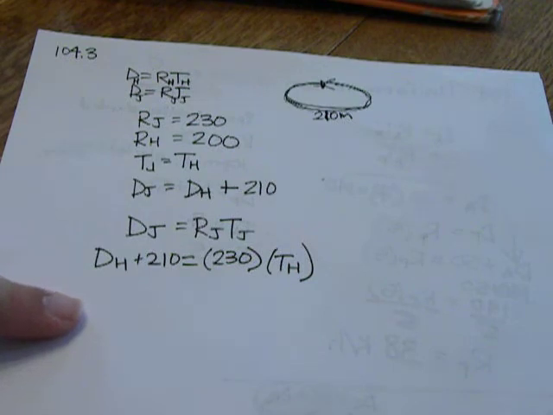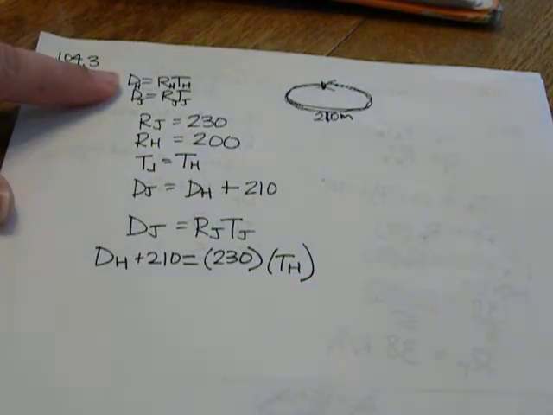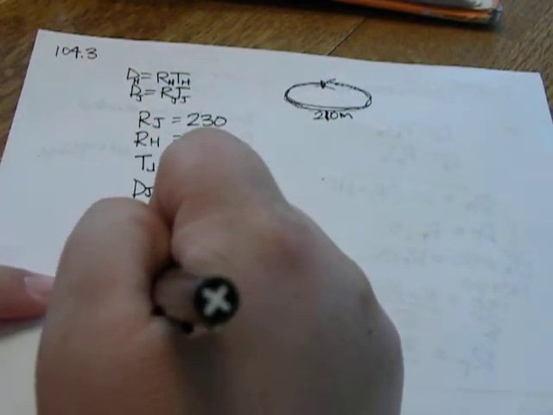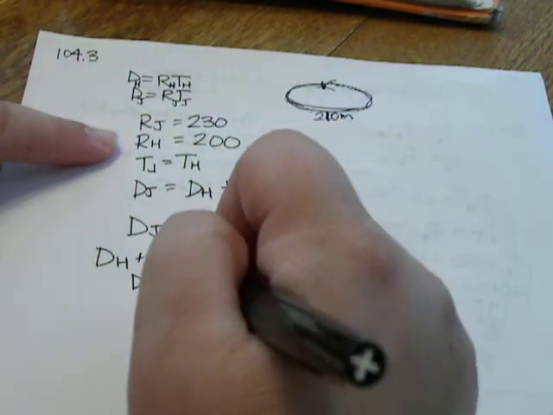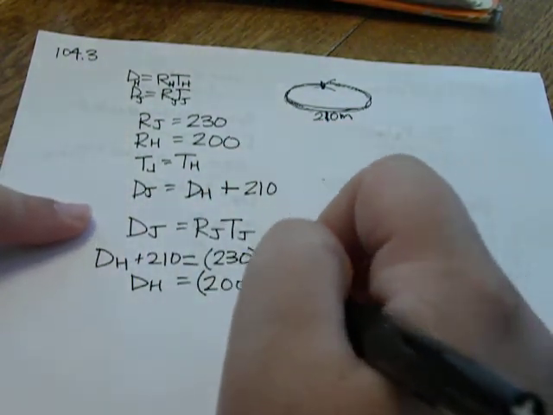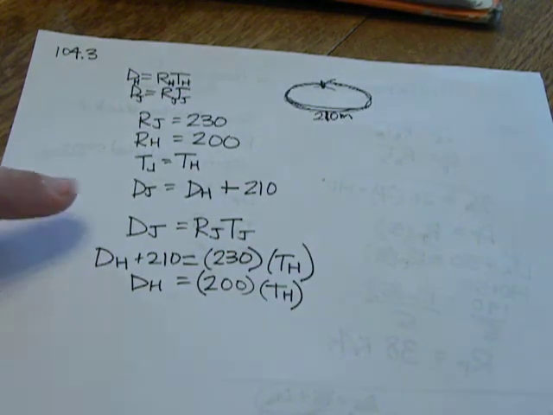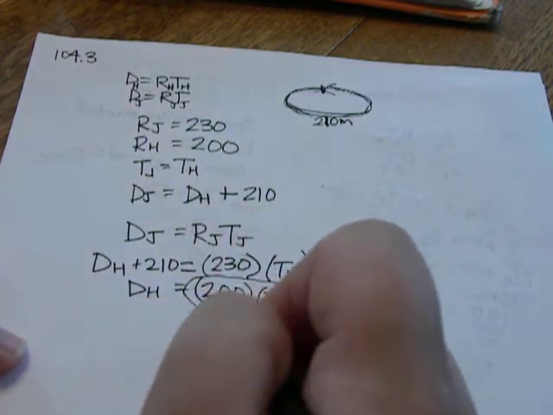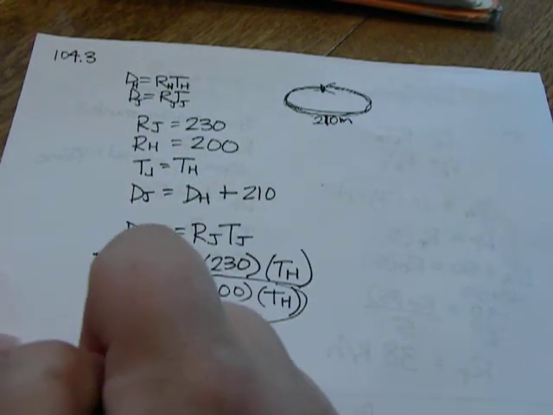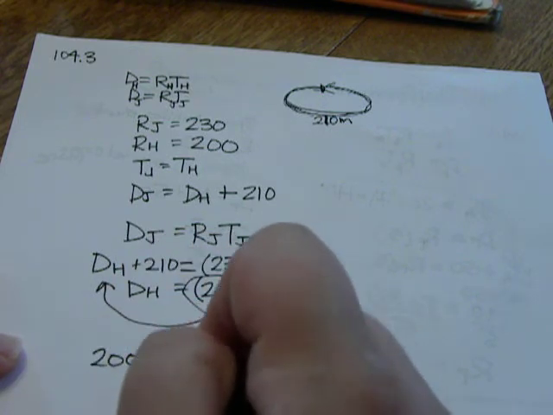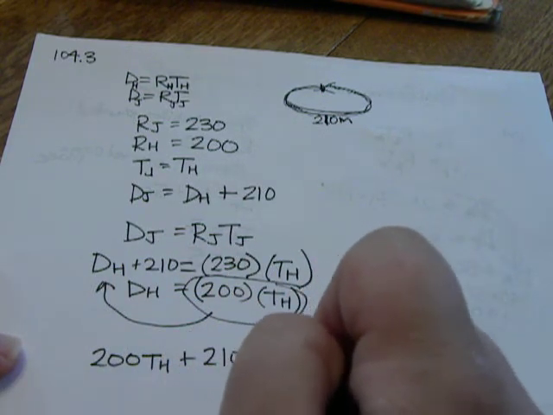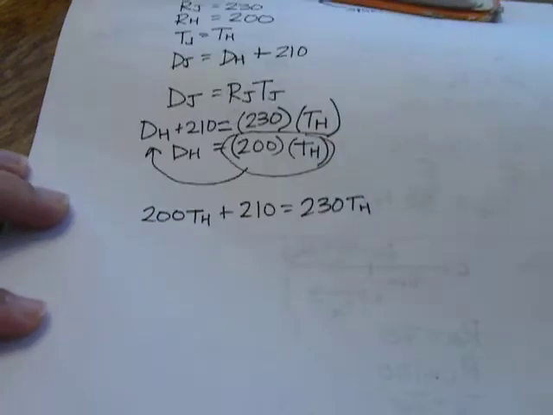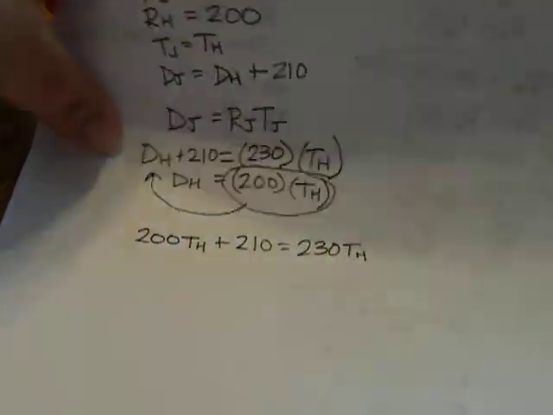Now I'll come down and do distance equals rate times time for H, but I'm going to leave it in terms of H. So distance H equals rate of H, which is 200, times time of H, which is just T sub H. So now we've got those two equations. Since I can see that D sub H is equal to 200 T sub H, I'm going to take this and plug it in here. So I get 200 T sub H plus 210 equals 230 T sub H. And we can just solve that from there.